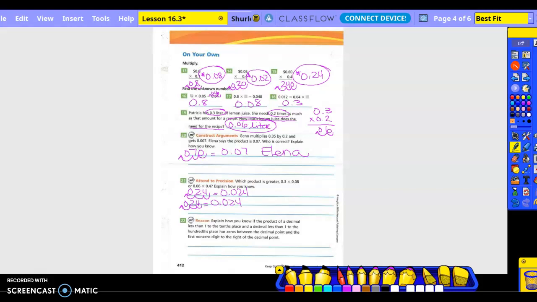Number 22. Explain how you know if the product of a decimal less than 1 to the tenths place and a decimal less than 1 to the hundredths place has zeros between the decimal point and the first non-zero digit to the right of the decimal point.